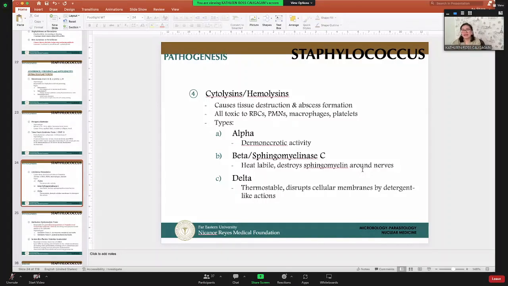It is toxic to all blood cells: RBCs, WBCs, and platelets. There are 3 types: the alpha, the beta, and the delta. The alpha has dermonecrotic activity. The beta, also known as sphingomyelinase C, is heat labile. It destroys sphingomyelin around the nerves, whereas the delta is thermostable. It disrupts the cellular membrane by detergent-like factors.